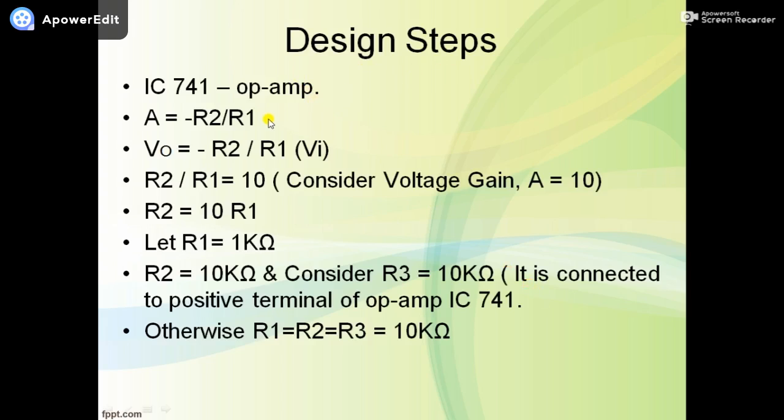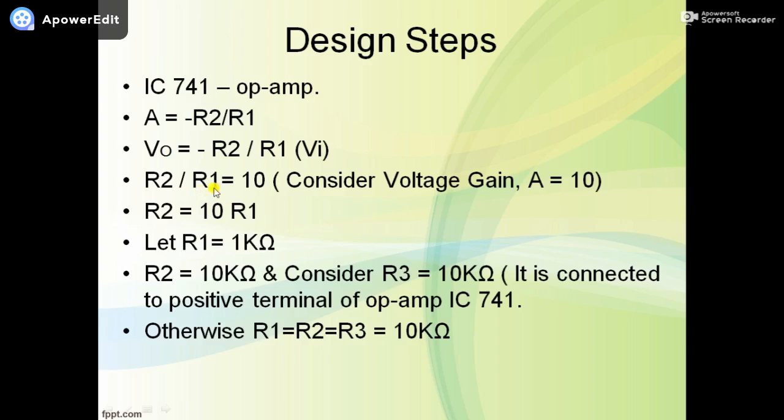Next we'll go to the design steps. So we are using the IC741 as an op-amp, and already we know that the half wave rectifier circuit is an inverting amplifier. The voltage gain A is equal to minus R2 by R1, that means feedback resistor divided by input resistor. So we know this equation V0 is equal to minus R2 by R1 into Vi. Okay, and consider the voltage gain A is equal to 10.